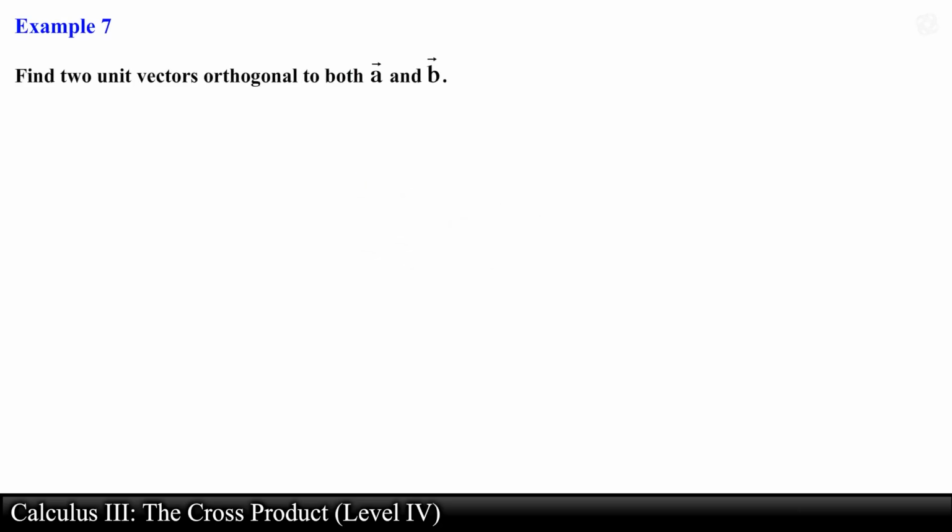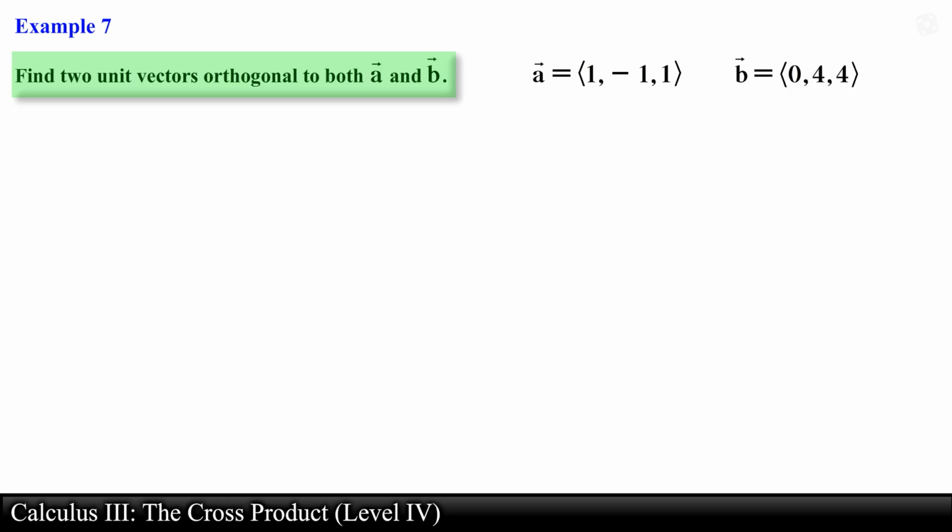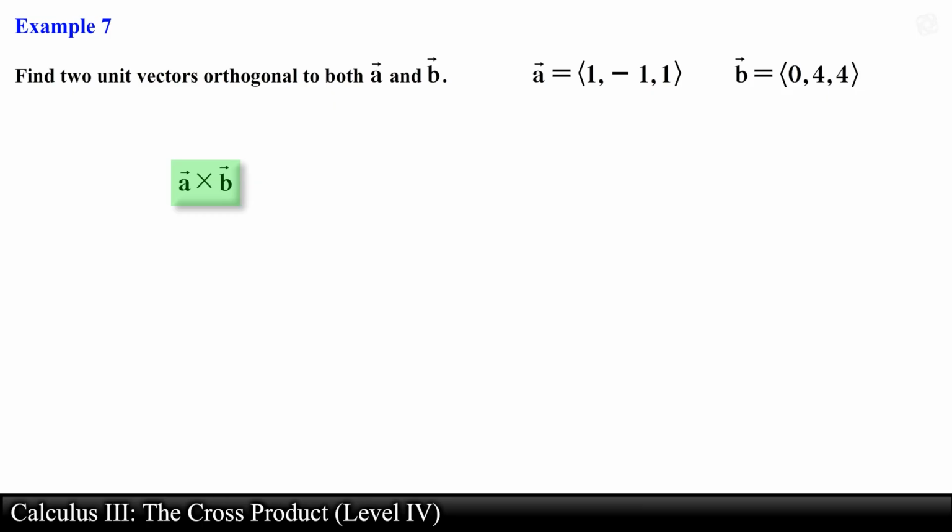Find two unit vectors orthogonal to both vector A and vector B. Alright, the quickest way to find a vector that is orthogonal to both vector A and vector B is by taking the cross product between these two vectors. The result will create a third vector that can be easily normalized to obtain the required unit vector. We can then multiply the unit vector by -1 to obtain the second unit vector.